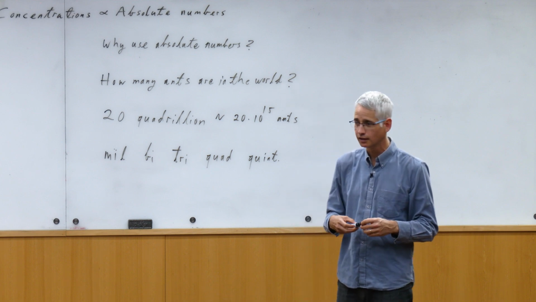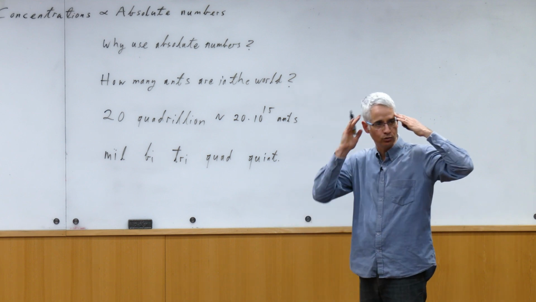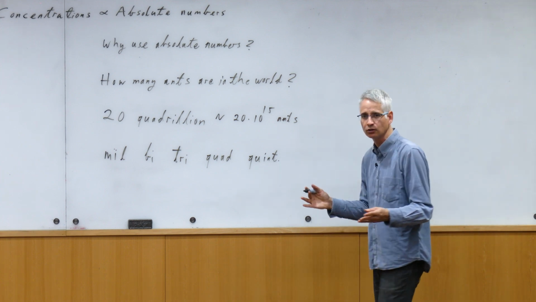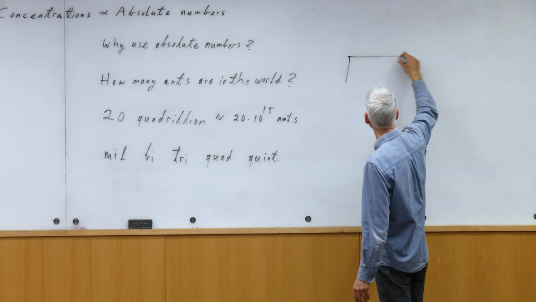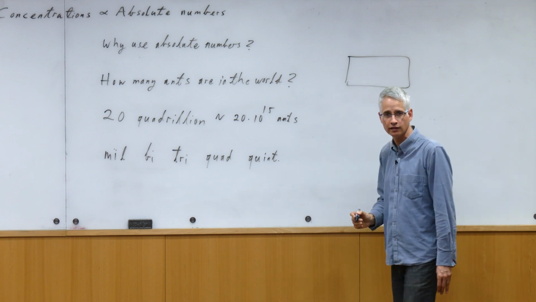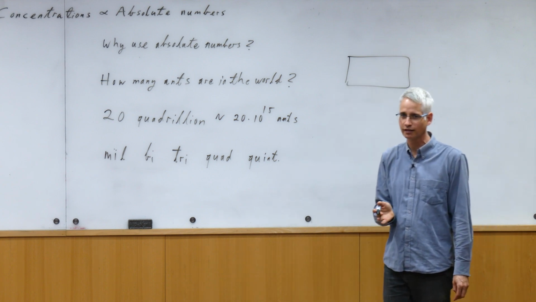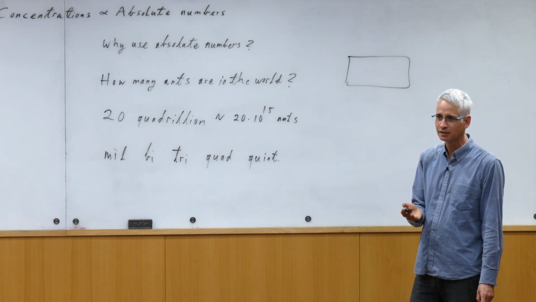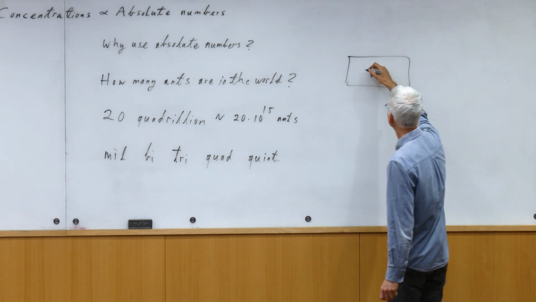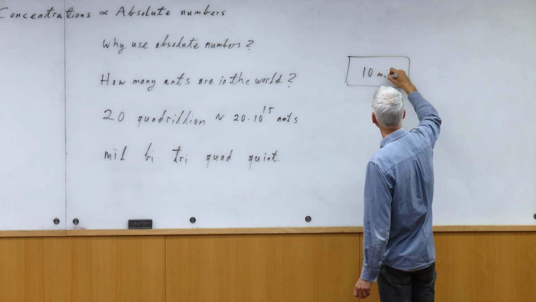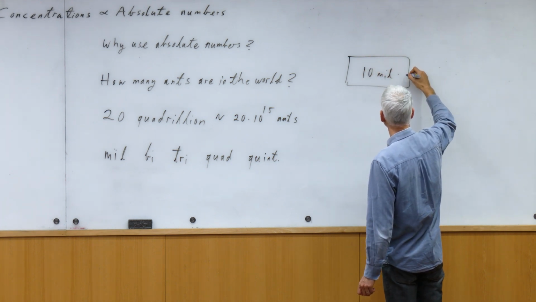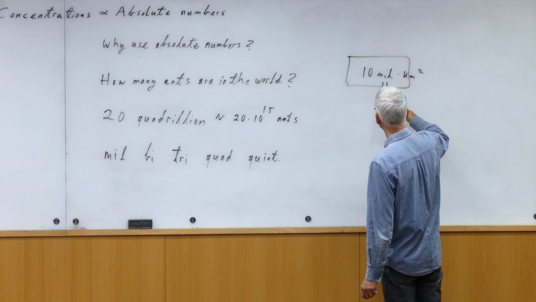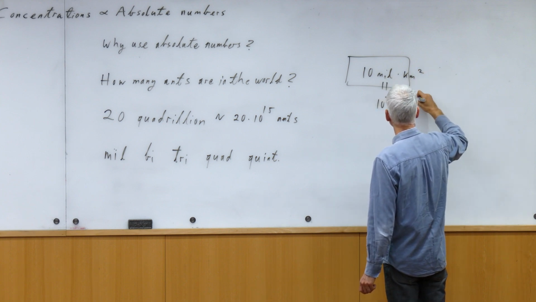Okay, we could Google it, but how do I do it roughly in my head? I just think of something that I know. The US looks like this, and I remember the area of the US. Anybody remember the area of the US? 80 million. Yeah, so it's like 10 million square kilometers, 10 to the 7 kilometers squared.